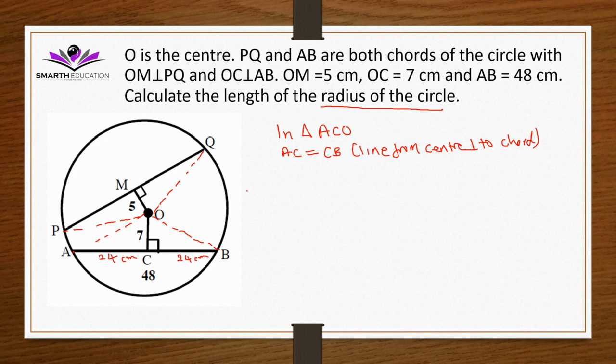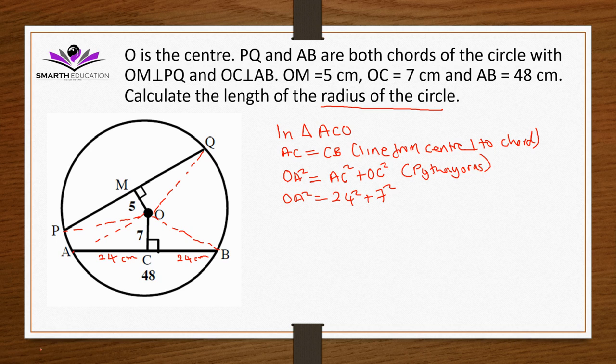Now, using our triangle ACO, we can find OA. So OA squared is equal to AC squared plus OC squared. Why? Pythagoras. Yes. And then now we substitute what we have. We're looking for OA squared, which is the radius, is equal to AC, which is 24 squared, plus OC, which is 7 squared, right? And then we square root both sides.